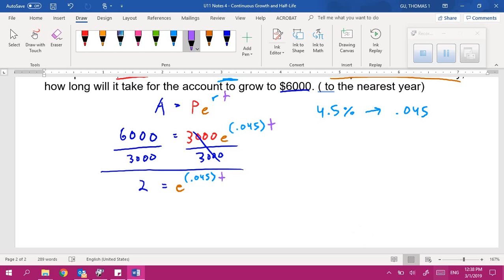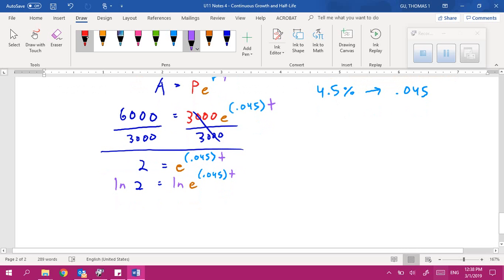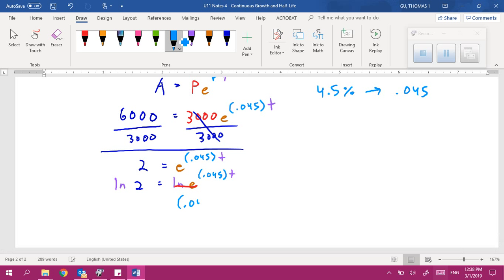Okay, so now, remember, we're trying to solve for T. So what do you think I should cancel out next? E, I want to cancel out E, and how do we do that? ln, right, take ln on both sides. So we have ln of 2 equals, yeah, E raised to the 0.045 times T. But what happens with the ln of E right there? Yeah, they cancel out. So we're left with 0.045 times T, and that is about, what is ln of 2 about?